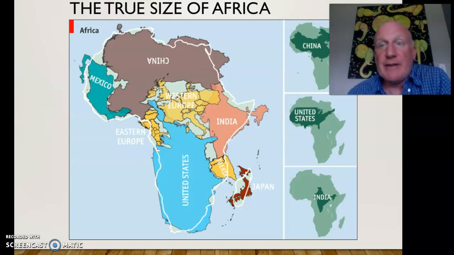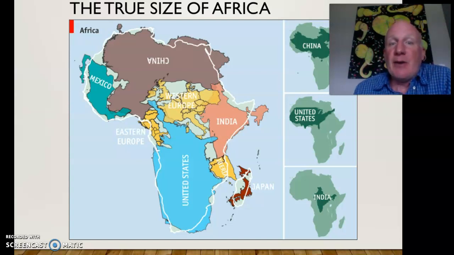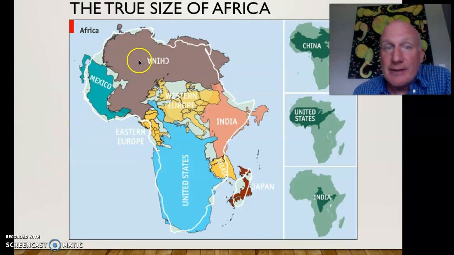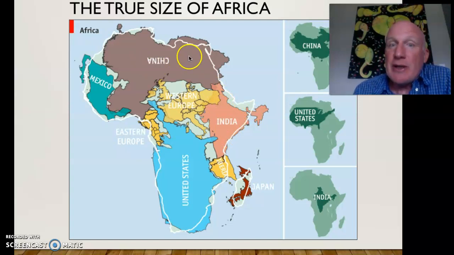And I think most people find this astonishing, that all these countries can fit inside of the African continent. And it gives you an idea of just how vast and huge the continent is. The entirety of China can fit into northern Africa. India can fit into East Africa, the Horn of Africa. And when you consider that these two are the most populated countries in the world, that gives you an idea how large the African continent is.